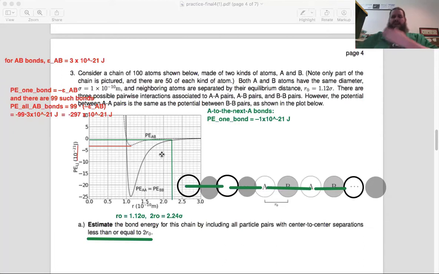The first A connects to the second A connects to the third A connects to the fourth A, and so on. But the 50th A doesn't connect to the 51st A because there is no 51st A. So there's only 49 bonds of this type. So once again, we can just multiply these: 49 bonds of this type times the energy per bond of this type.